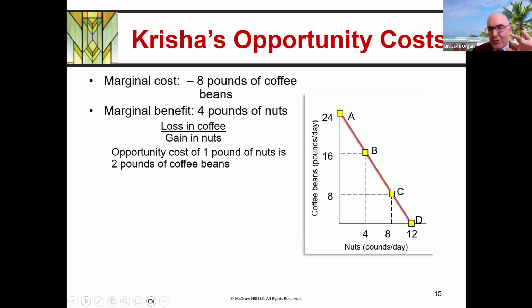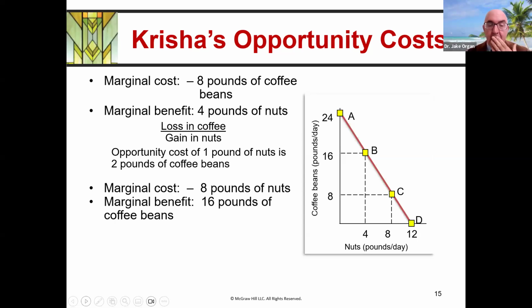We can use different models to sort of get to that same truth. That basically, if she wants more nuts, she's got to give up coffee beans. And then, if we think about it the other way round, if she wants 16 pounds of coffee beans, she's got to give up 8 pounds of nuts. And what do you think the opportunity cost of a pound of coffee beans is? Just think about it. Maybe pause the video.